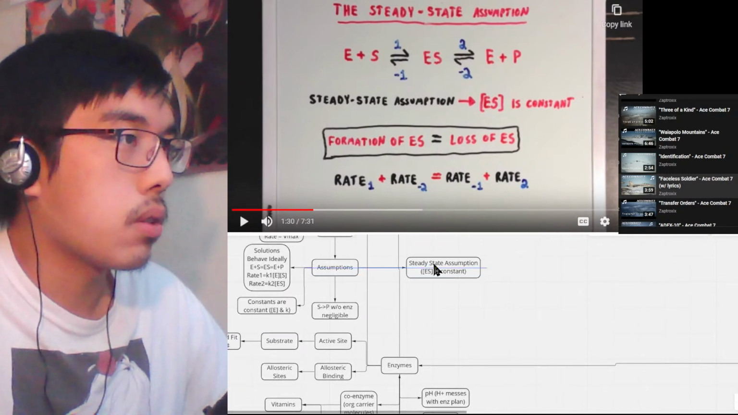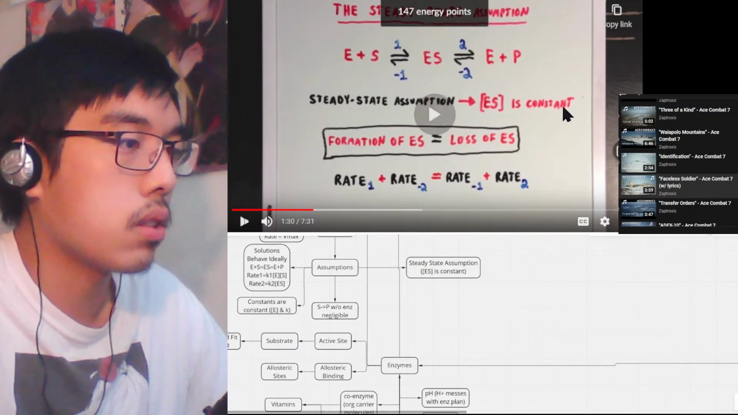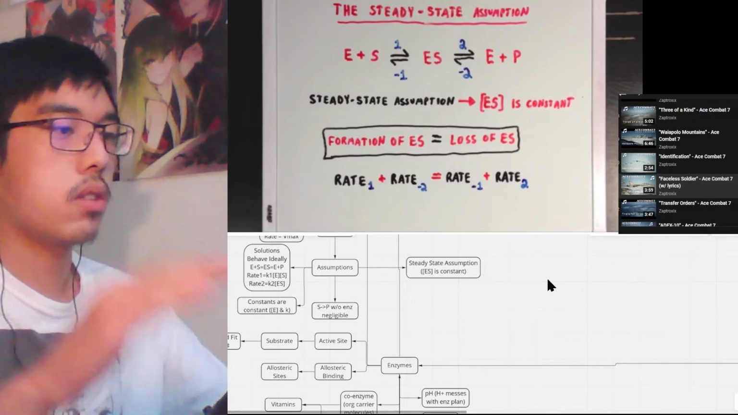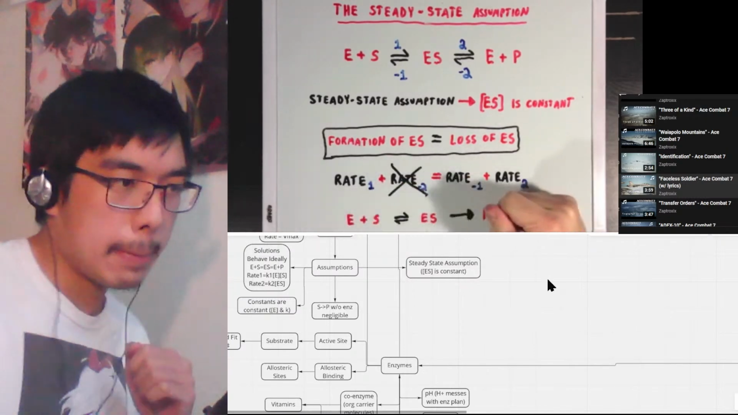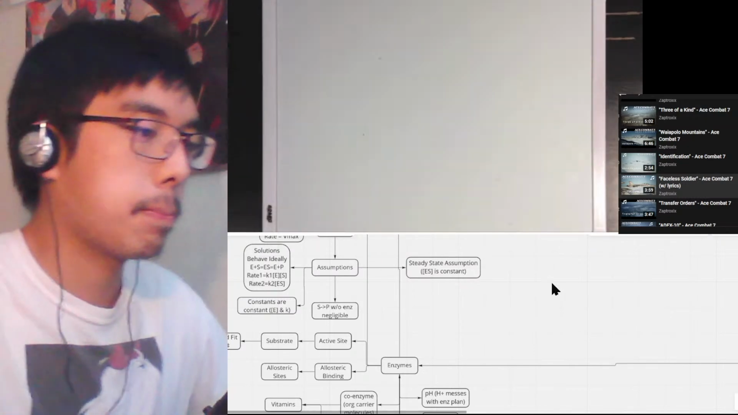Let's just keep going. Steady state assumption. ES is constant. Go back to reactants, since these reactions are usually thermodynamically stable. So rate -2 is going to be so small in comparison to rate 1 that we can really just cross it out, which means that we can swap out that second double-headed arrow for a single-headed arrow. So using this information, let's do some math.